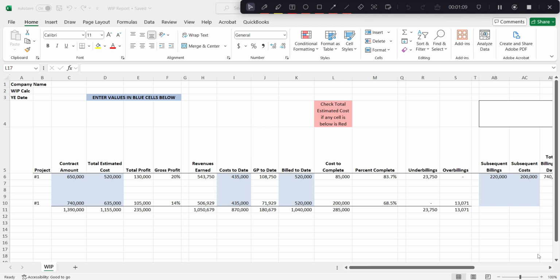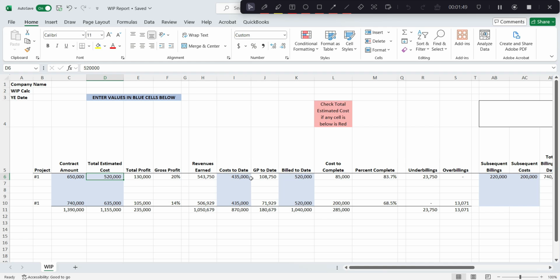You will record a liability and the associated cost, which will increase your liabilities and increase your costs. And those increased costs should flow through to your WIP schedule. So that would increase your cost to date on whatever project it was associated with. The other side has to do with contract amount and estimated cost. So in this example, we have a contract amount of $650,000 and total estimated costs of $520,000.